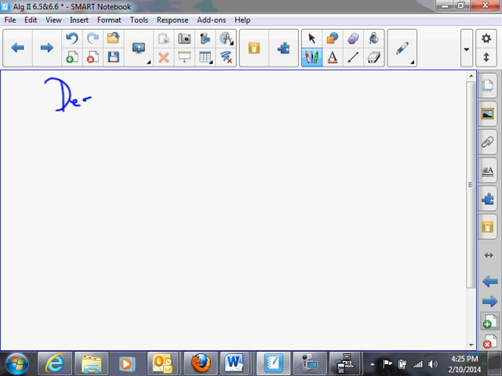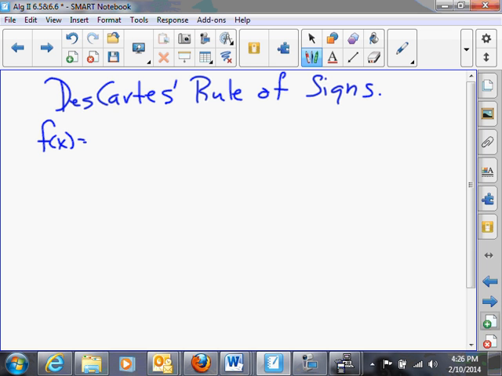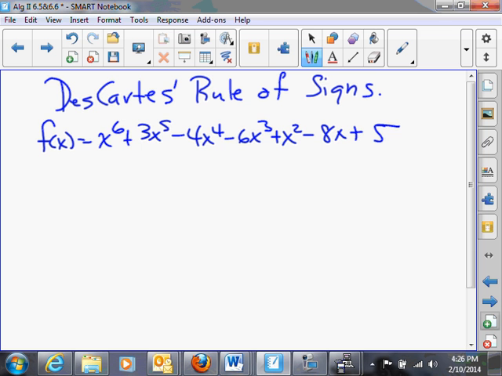So Descartes' rule of signs. Now, hang with me on this because this one does get a little bit complicated, but it's not that difficult once you get through it. Okay, let's use as our example f of x is equal to x to the 6th plus 3x to the 5th minus 4x to the 4th minus 6x cubed plus x squared minus 8x plus 5.